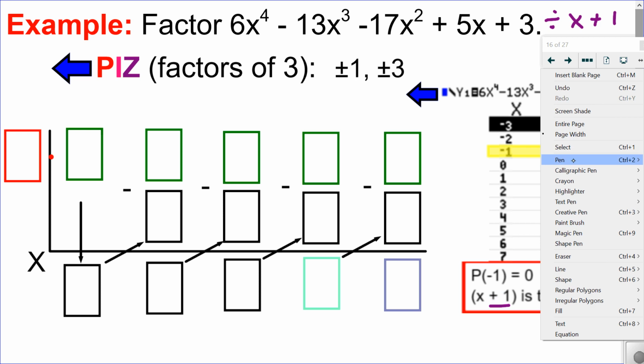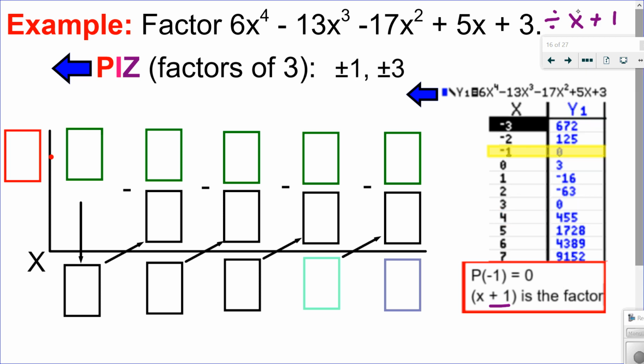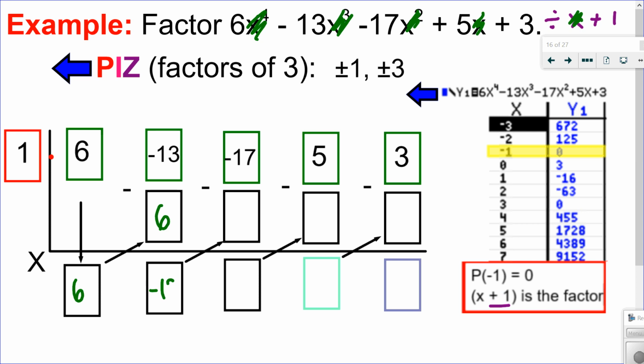Now using synthetic division, you just ignore the x's and just use the numbers to go through and divide. So that's exactly what I'm going to do over here. So I have 1, and then 6, -13, -17, 5, and 3, and I use synthetic division to break it down. So bringing the 6 down, and then I multiply 1 times 6. And then -13 take away 6, -19.